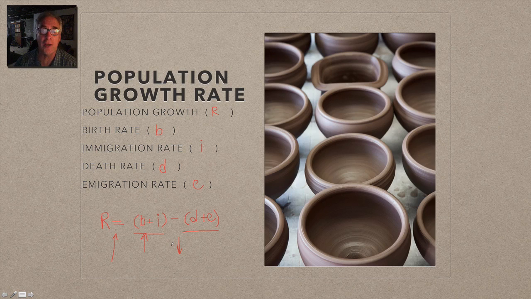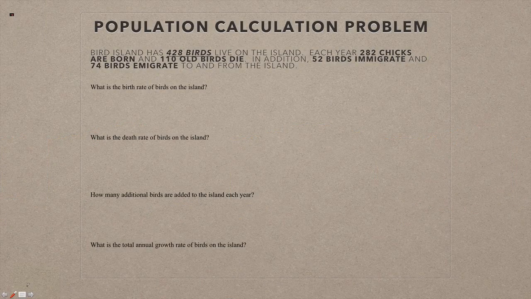It's going to be R equals B, birth rate, plus I, immigration. Add those two together, and then we're going to subtract from that the death rate and, of course, the emigration rate, the little e. So that's what we're going to be looking at. And so let's take a problem and let's see how that works. So let's go ahead and put this equation to work.